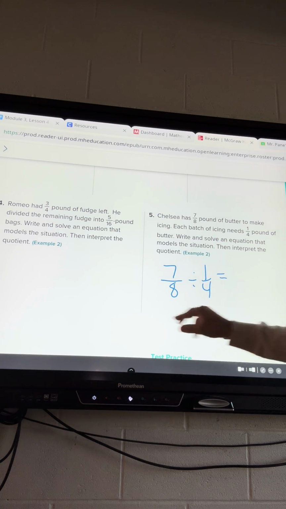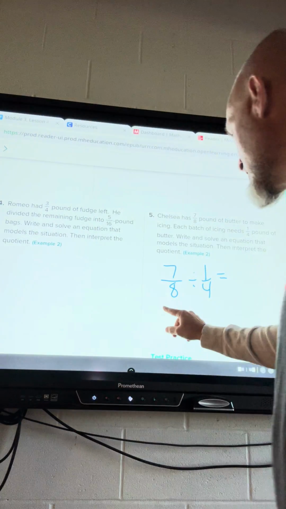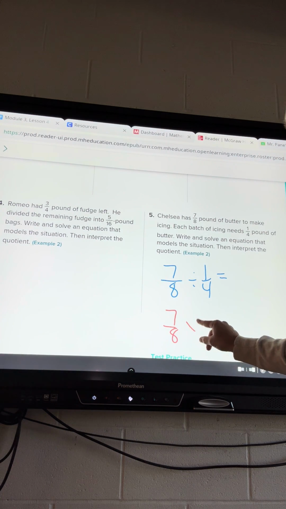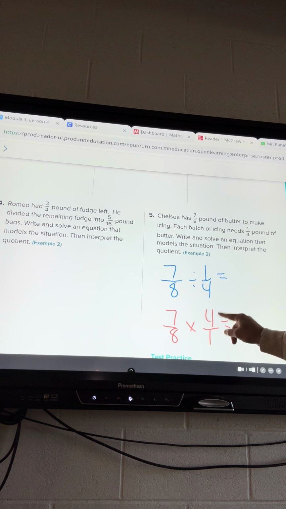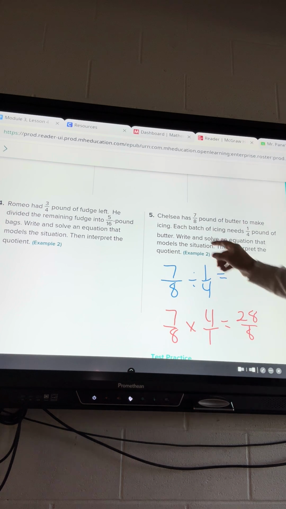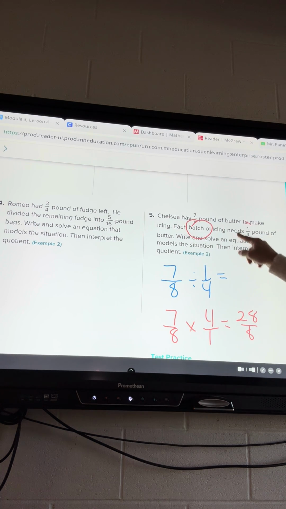Okay? So like we said before, we're going to keep the first fraction the same. We're going to change the operation to multiplication, and we're going to flip the second fraction, the divisor, to its reciprocal, and we're going to get 28/8. Okay? So each batch of icing needs 1/4 pound of butter. This just says model the situation and interpret the quotient. You're going to get 28/8.